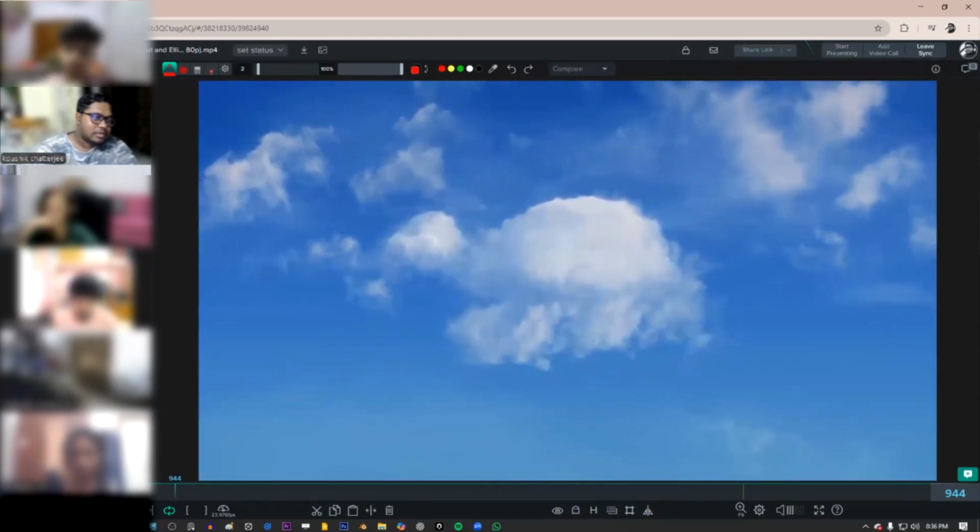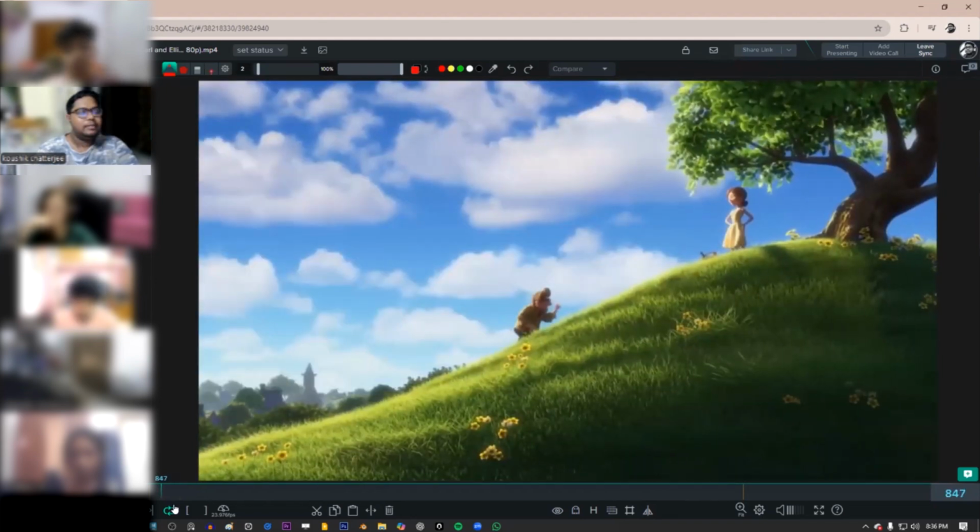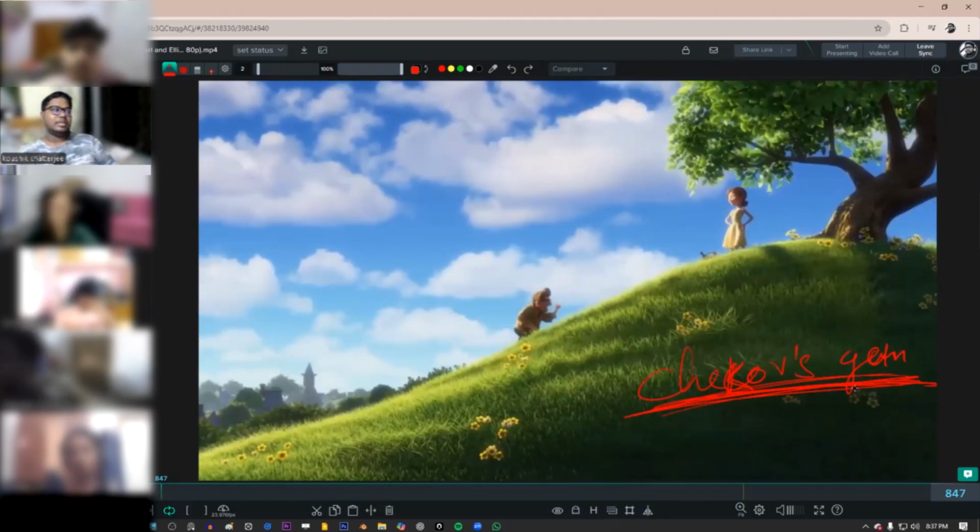Technically, this is an introduction. I'm not sure, but maybe this is called Chekhov's gun. What is a Chekhov's gun? If you are showing a gun in the beginning part of your movie, you have to make sure that gun is fired by the end. So if you're showing something, use it. Otherwise, don't show it. That keeps the movie simple.